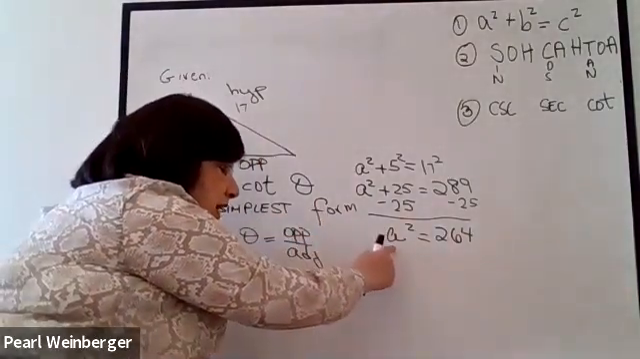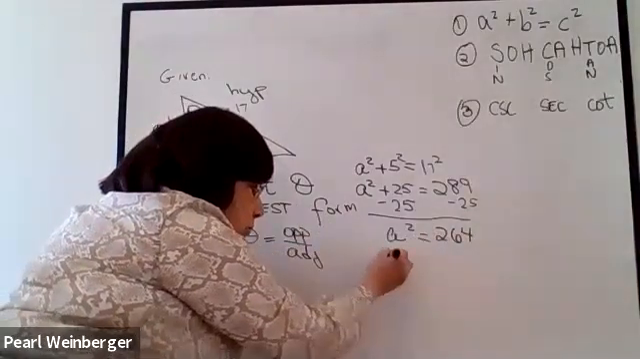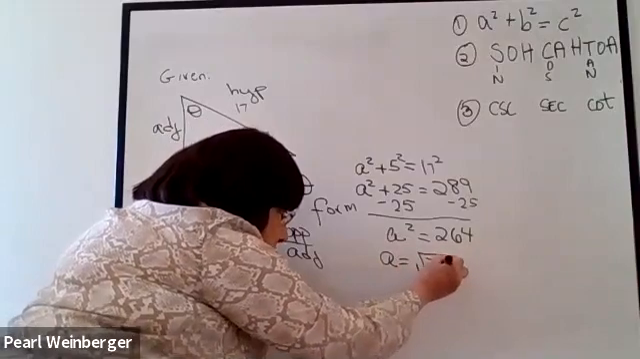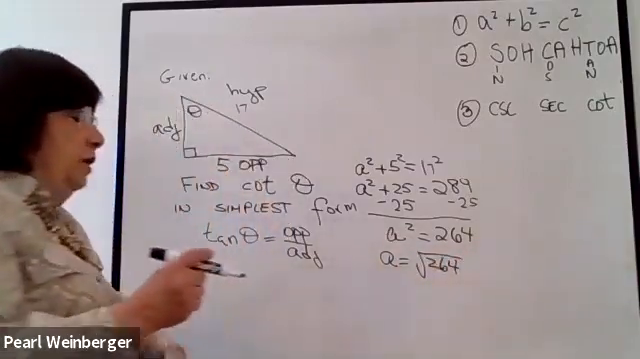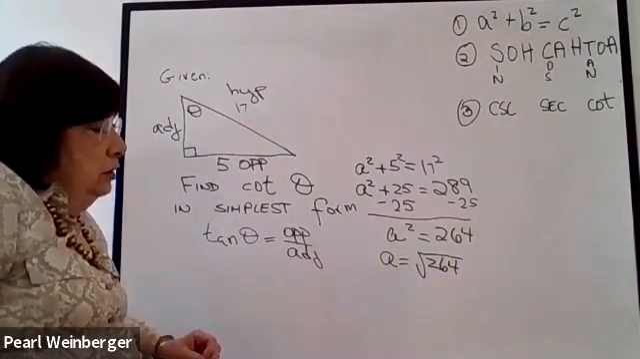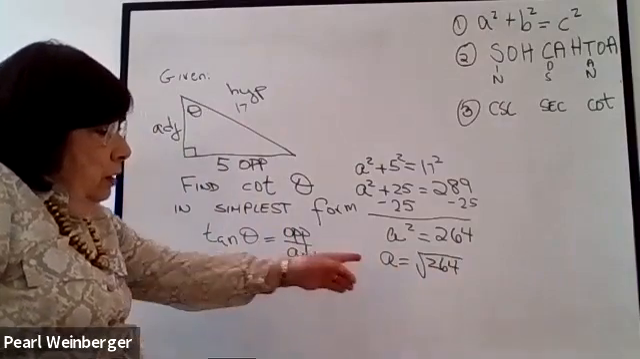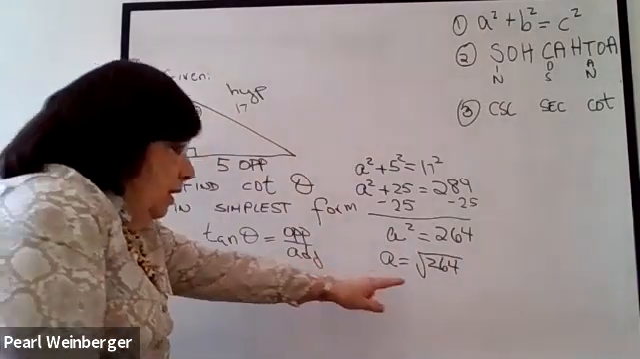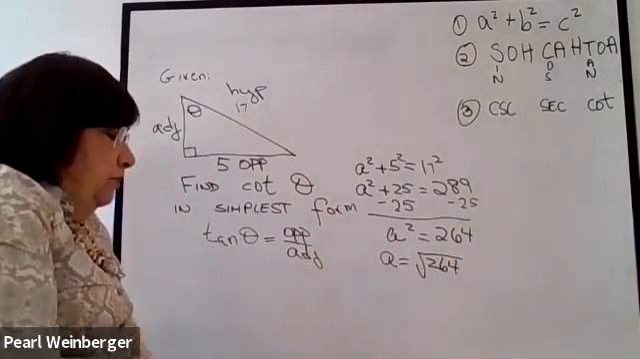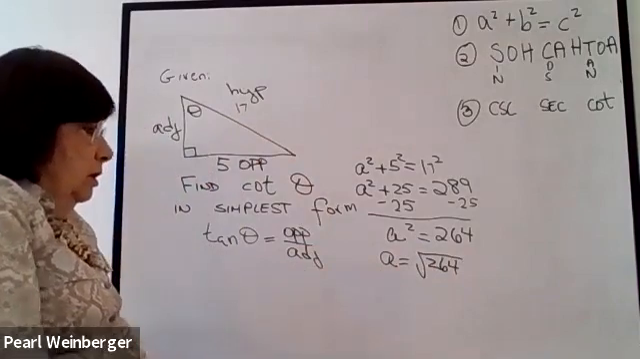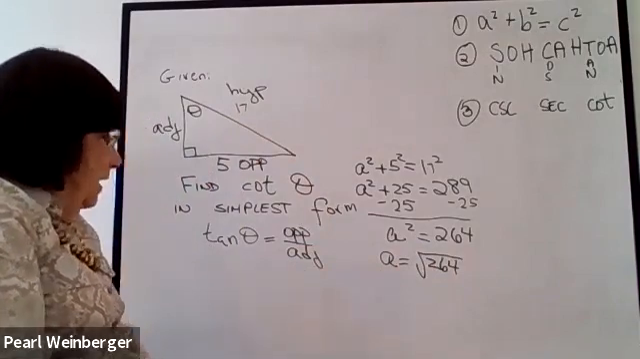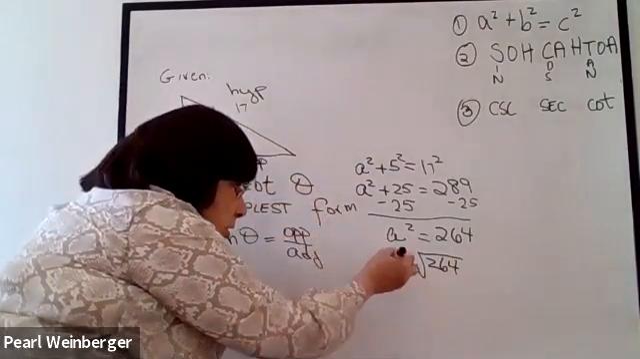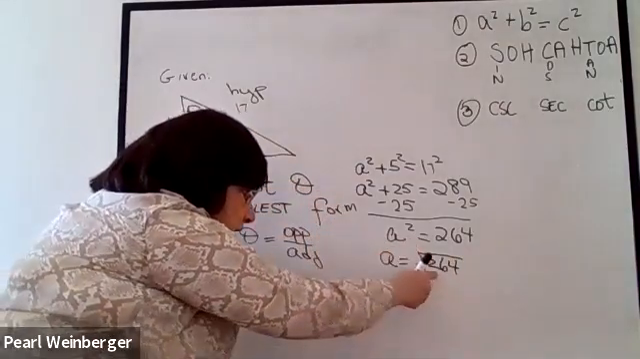Of course, since a squared equals 264, I have to do the square root of 264. Remember, we only use the positive numbers because we're talking about the sides of a triangle. Now, I want to see if I can simplify that. Let's see if I can simplify that side. I think I can divide this by 4.